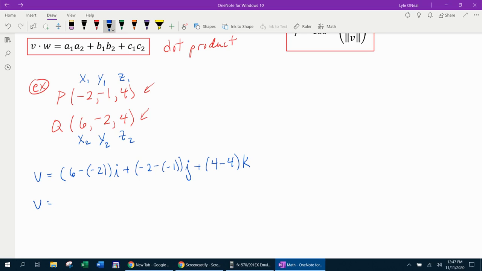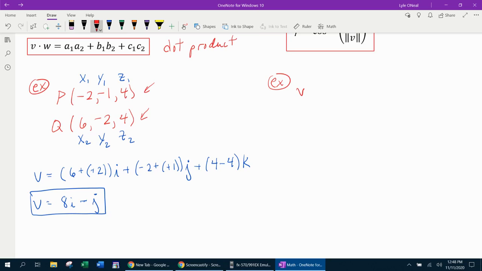And then we just simplify. 6 plus 2 is 8i. -2 plus 1 is -1j. So you can put -1 or you can just put -j. And here 4 minus 4 is 0k. So you can either write plus 0k, or if you want, you can just leave that off. That would be okay. And there is our position vector in standard form. And that's all we need to find for that example.